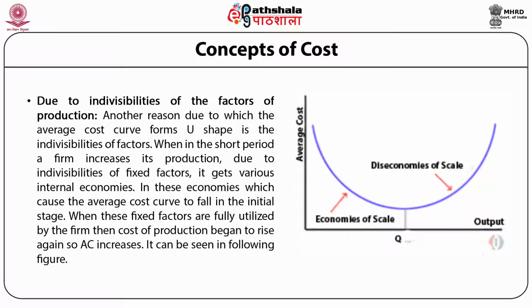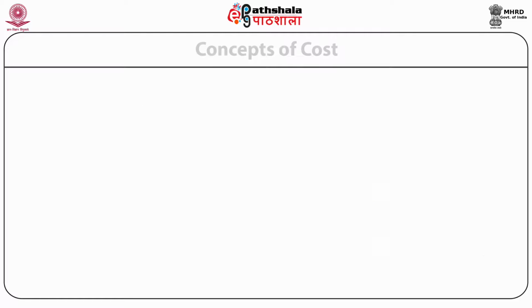When the curve goes down, the firm is enjoying economies of scale, and after reaching a certain point, average cost goes on increasing. It means there are some diseconomies of scale.